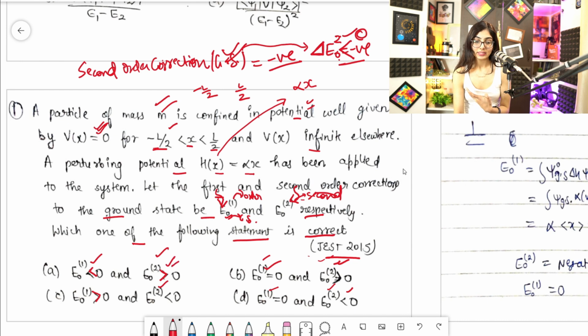Here it is greater than 0, so it is incorrect. Again it is greater than 0, so it is incorrect. The only options we are left with are the third option and the fourth option. So it can be either the third one or the fourth one. Let's see what can happen.